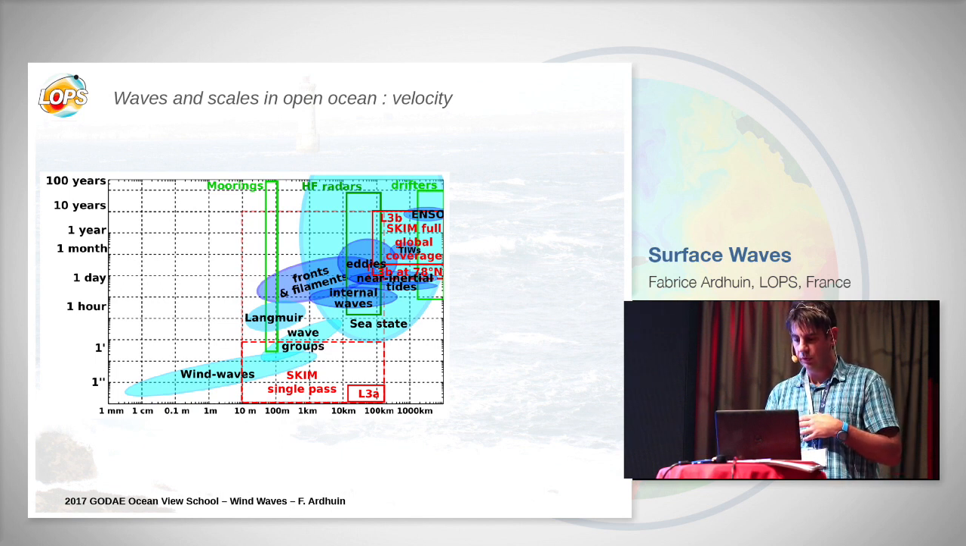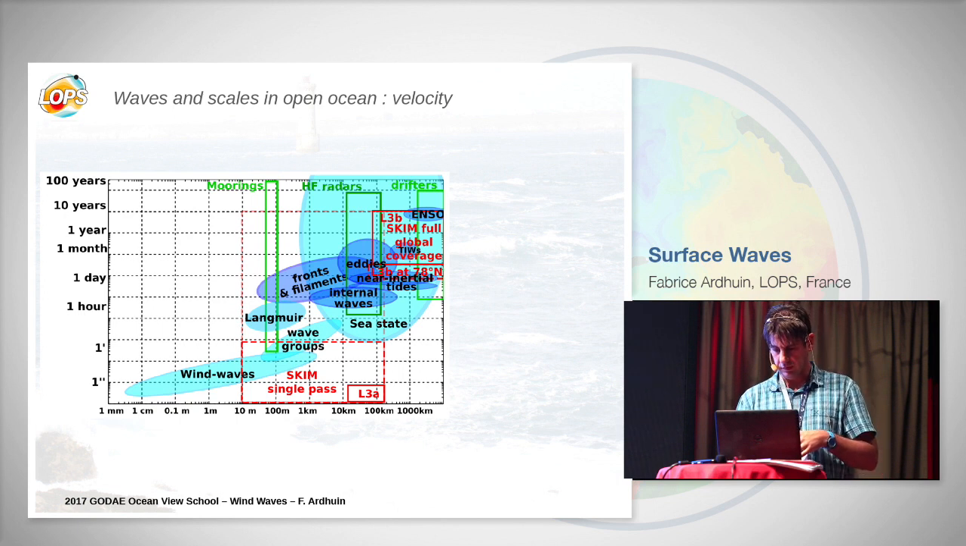And the way we observe currents these days, there are different systems for measuring currents at fixed positions, very local: HF radars on the coast and drifters. What we want to do with the SKIM satellite is measure currents over a broader range of scales in space and time. So these are some pieces.